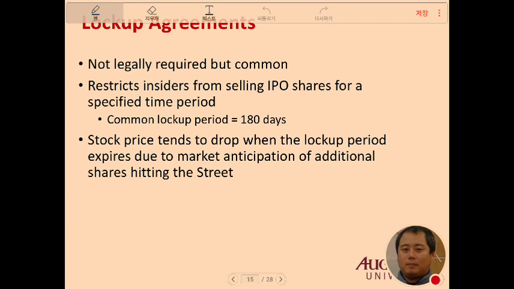The next one is called lockup agreements. This is not legally required, but very common. This basically restricts the insiders from selling IPO shares for a specific time period, which means they don't want the insiders to just sell the shares so that the supply increases and the price declines, so that it looks like just a bad IPO. And the IPO success rate is very important for the reputation of the underwriters, the investment bank. A common lockup period is 6 months, about 180 days.